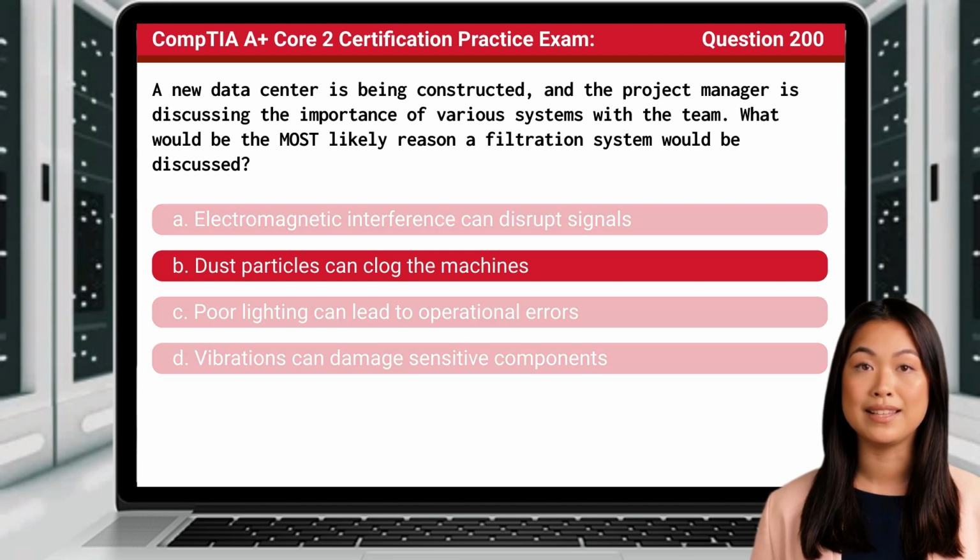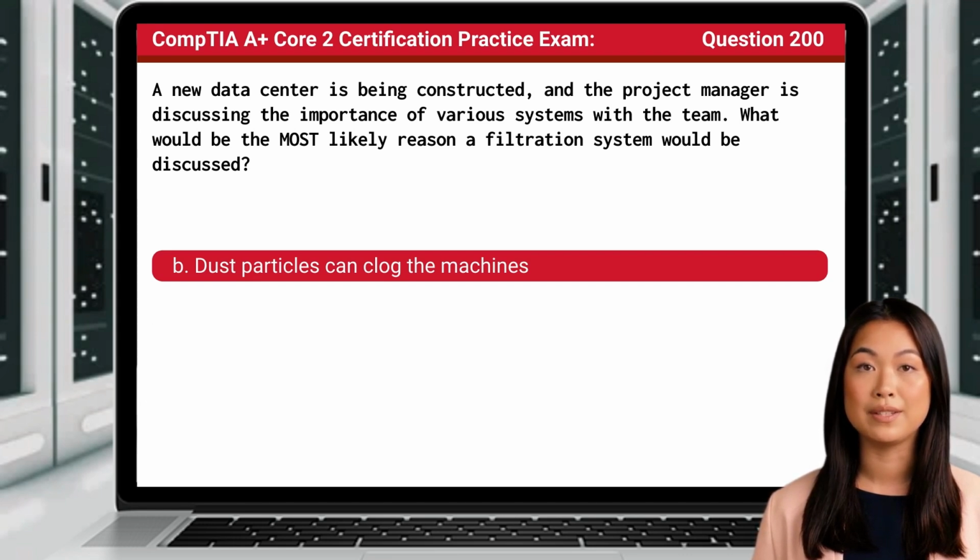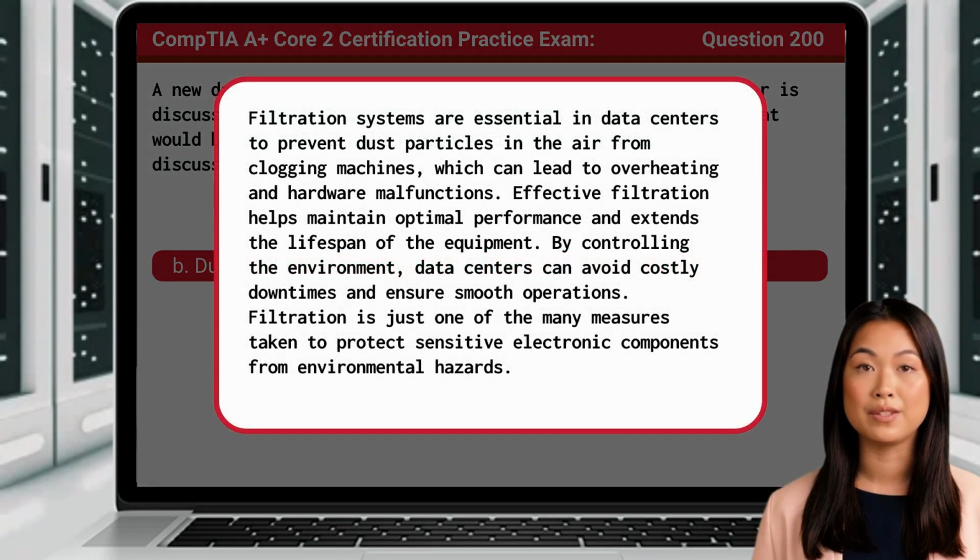The answer is B. Dust particles can clog the machines. Filtration systems are essential in data centers to prevent dust particles in the air from clogging machines, which can lead to overheating and hardware malfunctions. Effective filtration helps maintain optimal performance and extends the lifespan of the equipment. By controlling the environment, data centers can avoid costly downtimes and ensure smooth operations. Filtration is just one of the many measures taken to protect sensitive electronic components from environmental hazards.